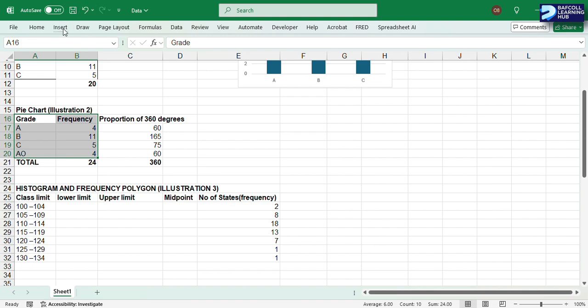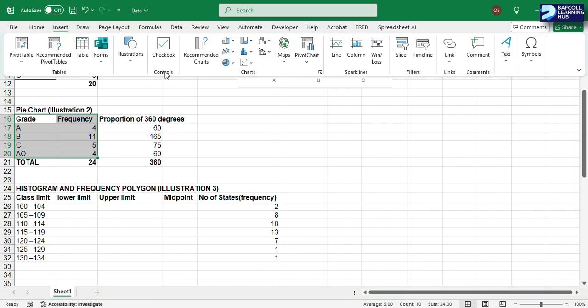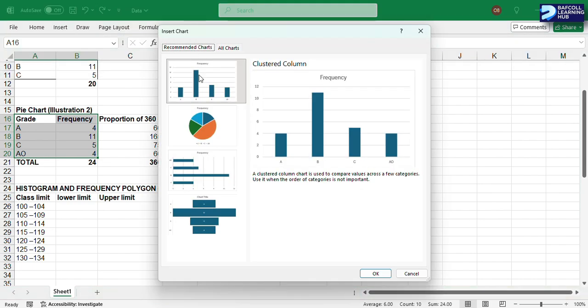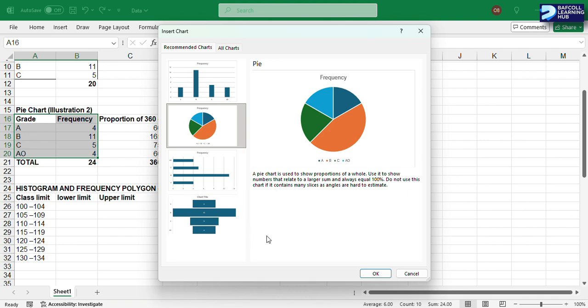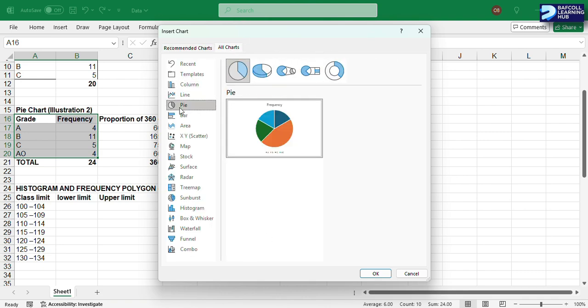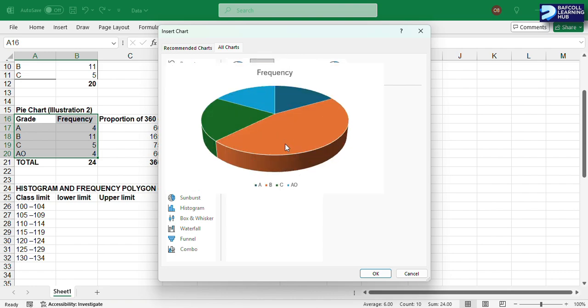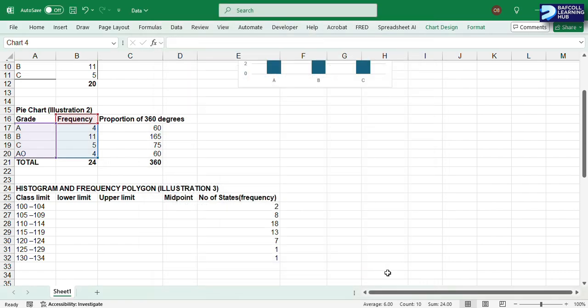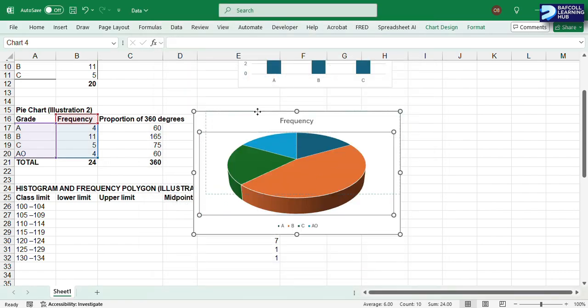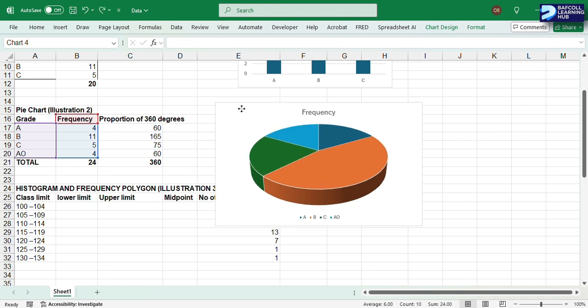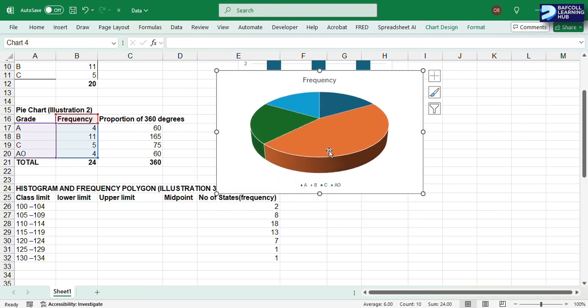Now this time I'll come to insert over here, then I come to chart, recommended charts, and I have my pie chart over here. So this is a 2D pie chart, but I prefer the 3D pie chart, so I come to pie and select a 3D pie chart, and I hit OK. Alright, so this is how we can also go about presenting data in pie charts.